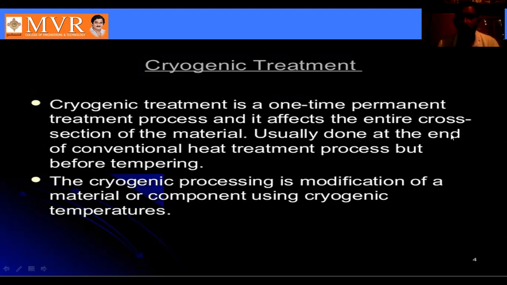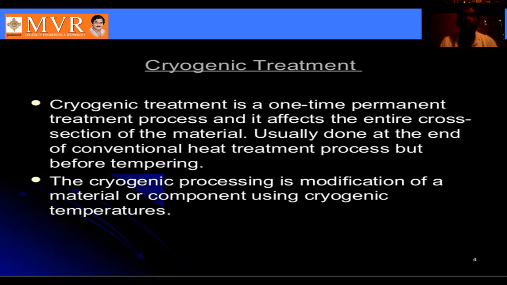It is usually done at the end of the conventional heat treatment process, but before the tempering. So before the tempering process, we can use this cryogenic heat treatment process. It is one of the permanent heat treatment processes. We use it as a one-time permanent method, so it affects the entire cross section of the metals. Usually it is done at the end of the conventional heat treatment procedure, but before the tempering.